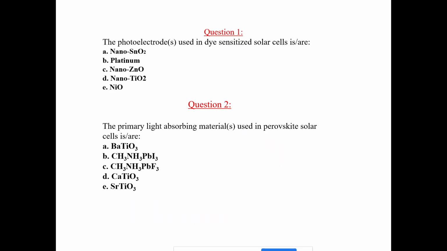The first question is: the photoelectrode used in the dye sensitized solar cells is or are. It could be one answer, it could be two answers. Options are nano SnO2, platinum, nano ZnO, nano TiO2, or NiO. Tell me the answer if you know it. Sir, C and D.